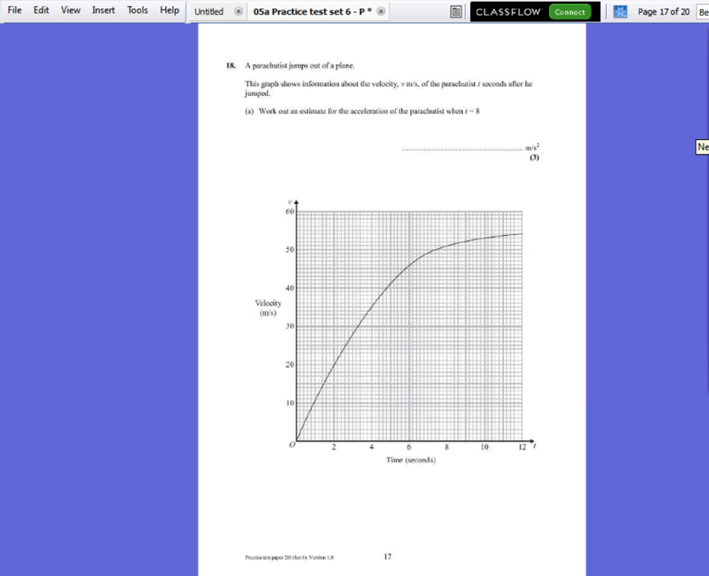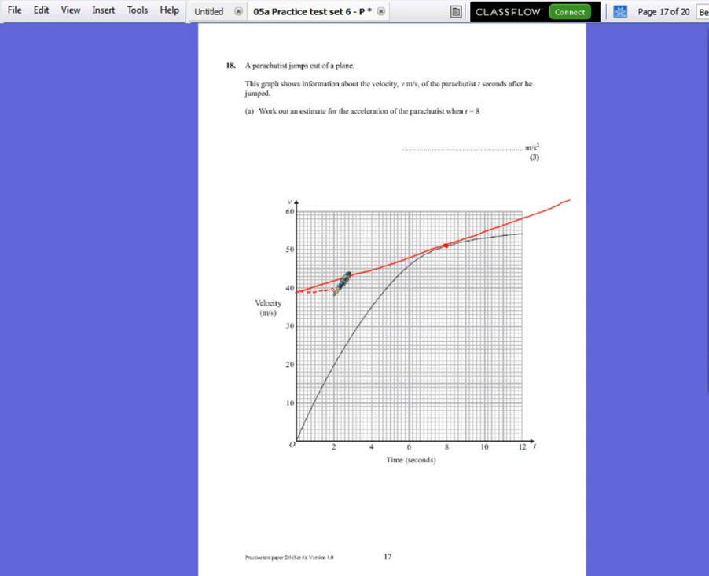Question 18. A parachutist jumps out of a plane. The graph shows information about the velocity, v meters per second, of the parachutist t seconds after he's jumped. Work out an estimate for the acceleration. Well, to do that, we want to find the gradient of the line when t equals 8, so just there. So if we draw a tangent to the line, as neatly as we possibly can with a ruler, we want to find the gradient of that line.